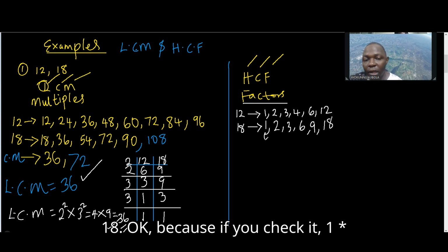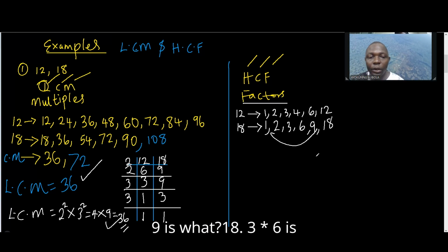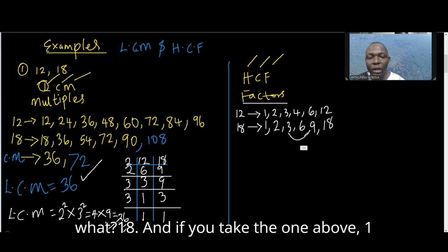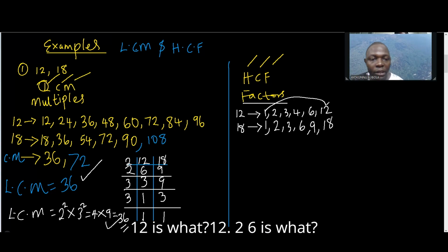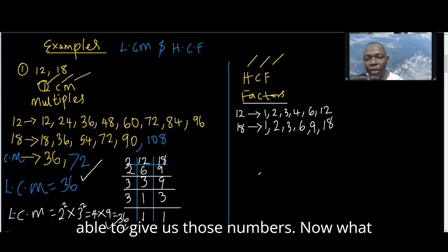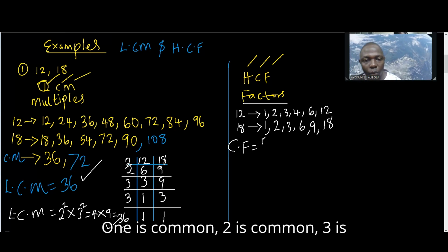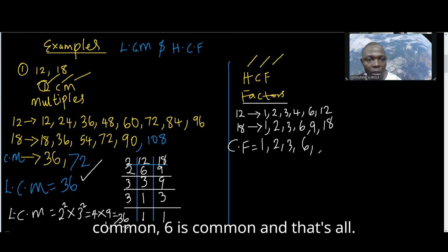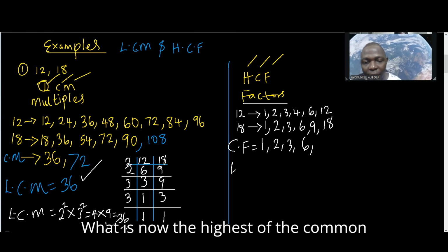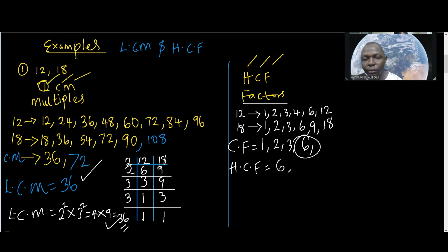Because if you check it, 1 times 18 is 18, 2 times 9 is 18, 3 times 6 is 18. And if you check the one above, 1 times 12 is 12, 2 times 6 is 12, and 3 times 4 is 12. So they must be able to give us those numbers. Now, what are the common factors? 1 is common, 2 is common, 3 is common, 6 is common, and that's all. What is now the highest of the common factors? 6 is the highest.